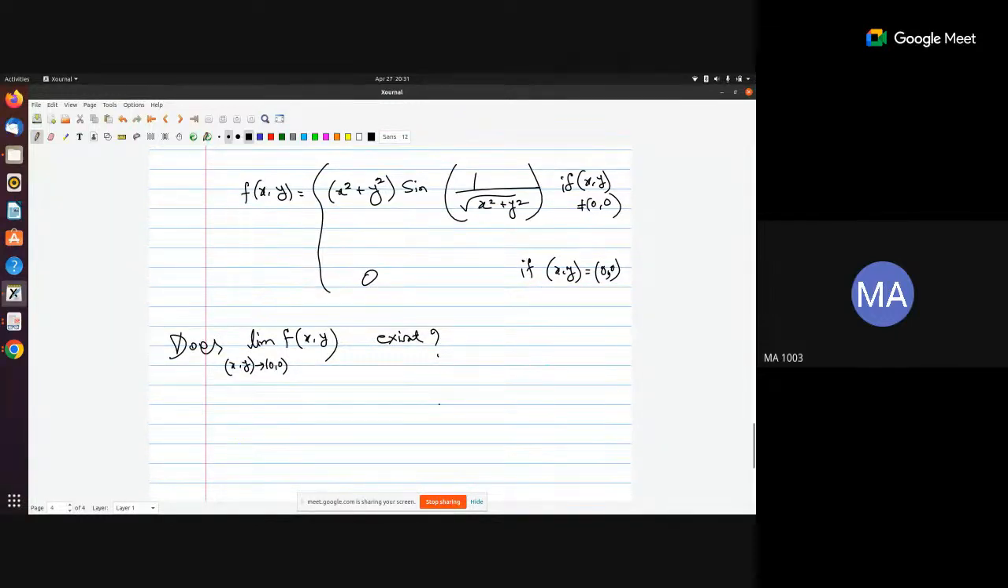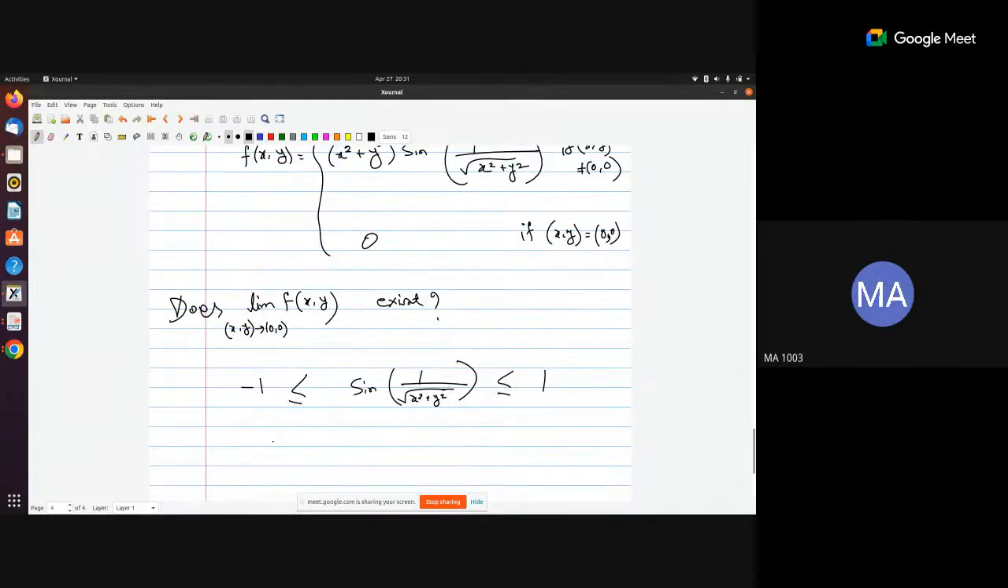For this type of function, we know that the sine function is always bounded. Whatever is inside the sine does not matter. It is always bounded by 1 and minus 1. Is it clear to everyone? Now there is also the factor x square plus y square, which we should multiply. x square plus y square is always greater than 0, not negative. So if I multiply the inequality by x square plus y square, the sign of the inequality will not change and stays in the same direction. So in the middle, I get the function which is given in the question.